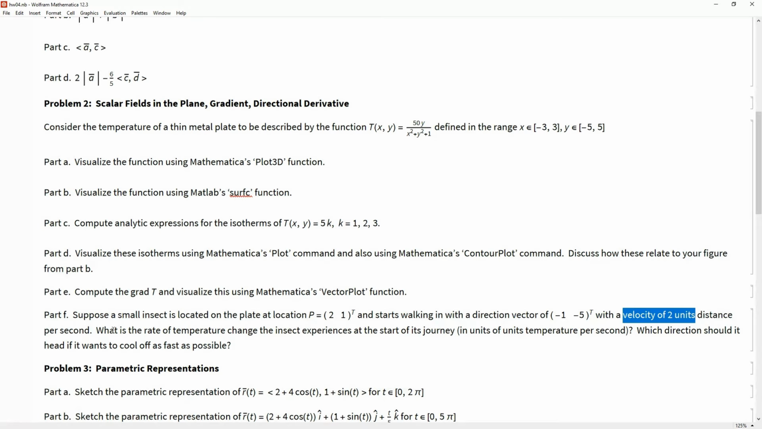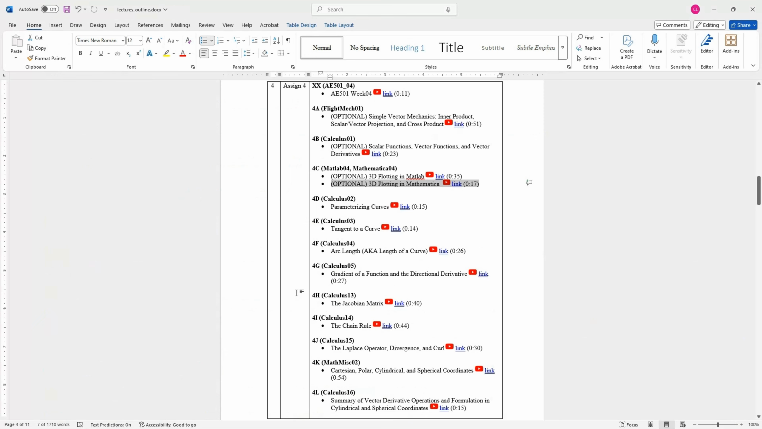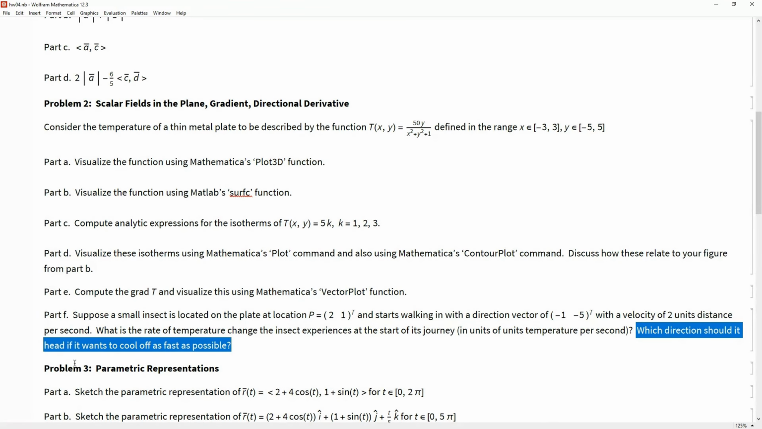What I'd like to ask is, what's the rate of change that the insect experiences right when it starts off its journey? You should be getting an answer in units of temperature, degrees per second or something like that. So that's what it's going to experience if it heads in this direction. The next part of the question is, which direction should it head if it wants to cool off as fast as possible? Again, this is going to come back to this idea of a gradient and a directional derivative. So again, watch this video first, and that should give you all the ammunition you need for this problem 2.